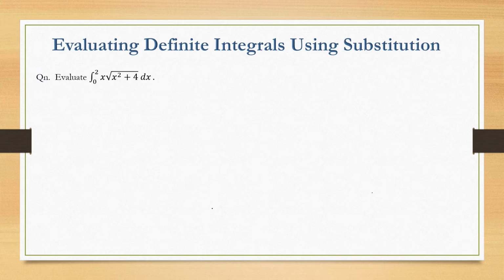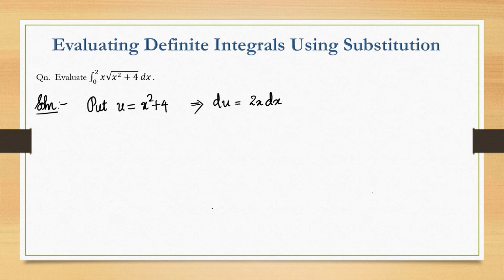Evaluate integral 0 to 2 x into root of x square plus 4 dx. Here the integrand is x into root of x square plus 4, whose antiderivative is not well known to us. So we will be using the method of substitution in order to evaluate this integral. Let us solve. We make the substitution u equal to x square plus 4, which makes du equal to 2x dx. Therefore, we can substitute for x dx by 1 by 2 du. Also note that when x equal to 0, u equal to 4. When x equal to 2, u equal to 8.